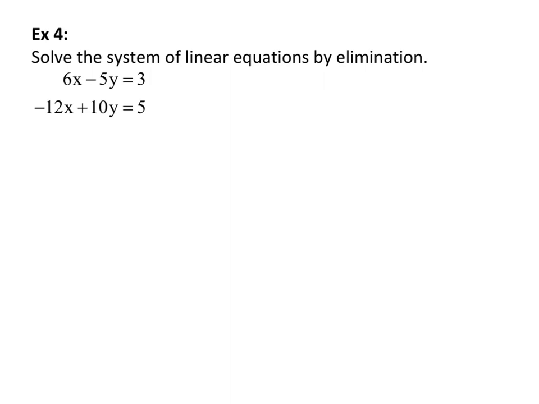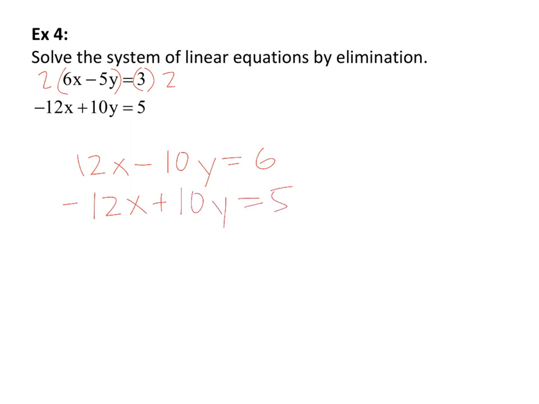Here the equations are already in standard form. I simply multiply the top equation by 2 to cancel out the x's. So I end up with 12x minus 10y is equal to 6. And keeping the second equation the same. And now I'm going to cancel out the x's. But wait, the y's cancel out as well.